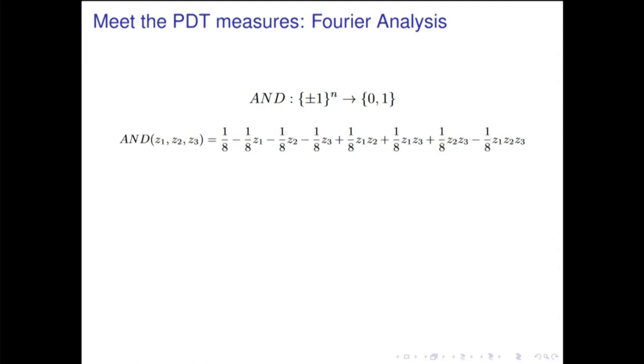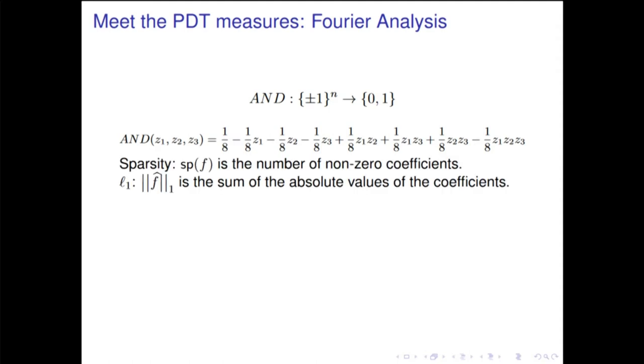And Fourier analysis tells us that given any such function, there's a unique representation as a multilinear polynomial. And the measure of AND that we care about, well, there are these two measures. One measure is the sparsity of the function, which is the number of non-zero coefficients. So in this case, the sparsity of this 3-bit AND is 8. And the other property is the L1 norm, which is the sum of the absolute values. In the case of AND, they all have the same absolute value, so it's just 8 times 1/8, so the L1 norm is 1.